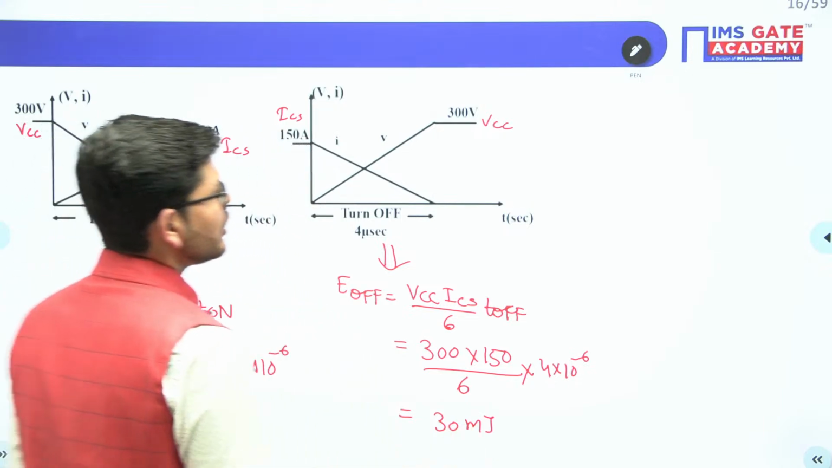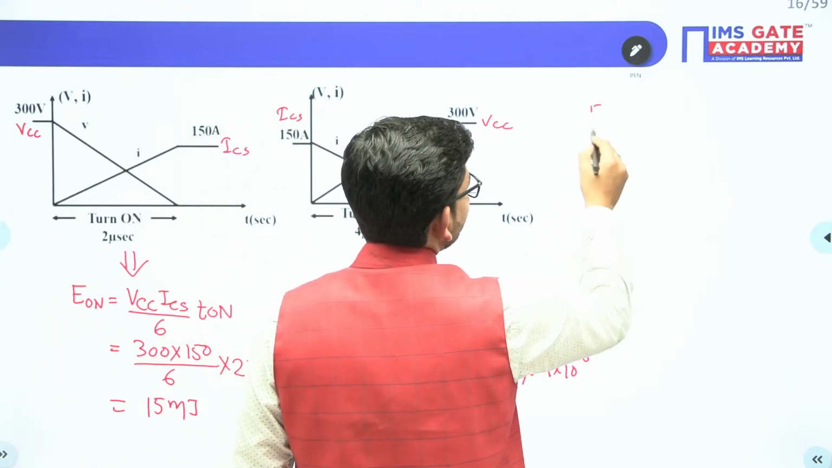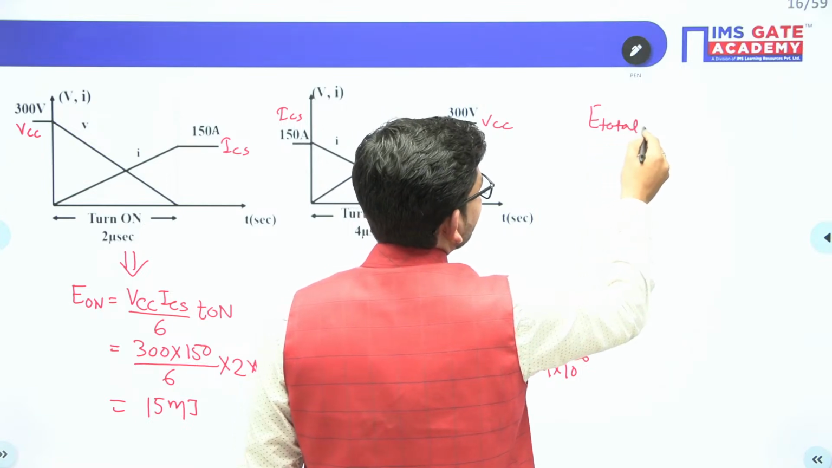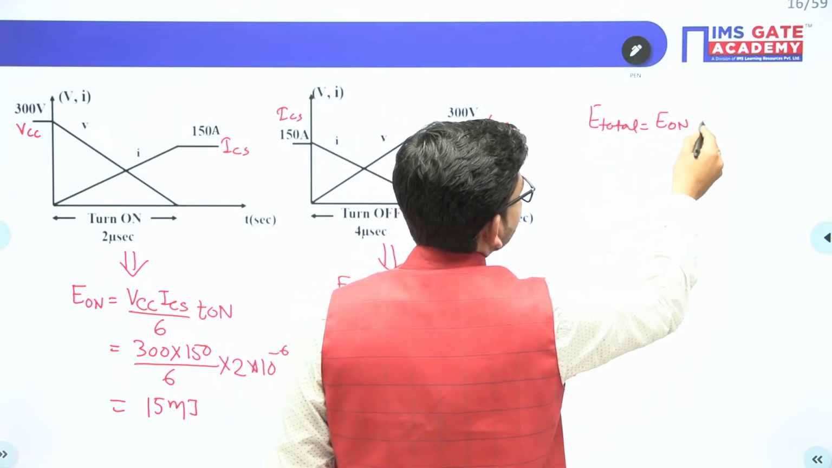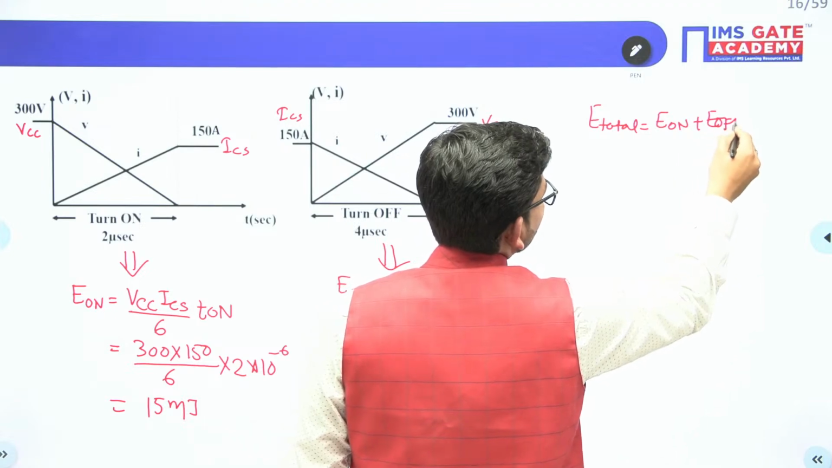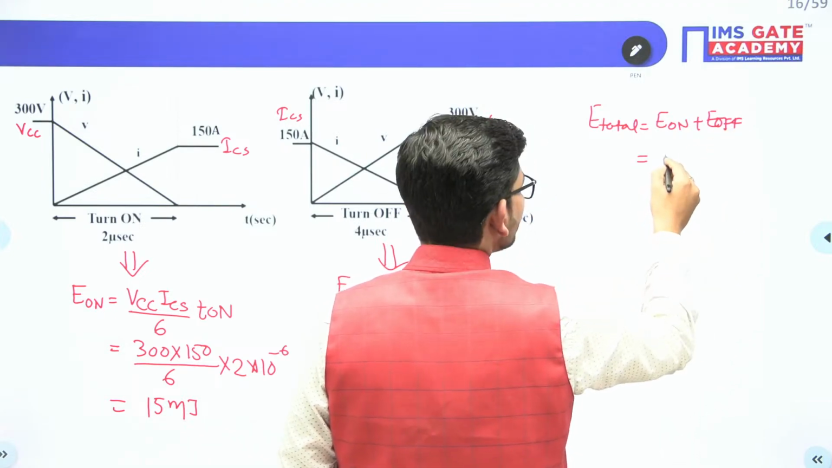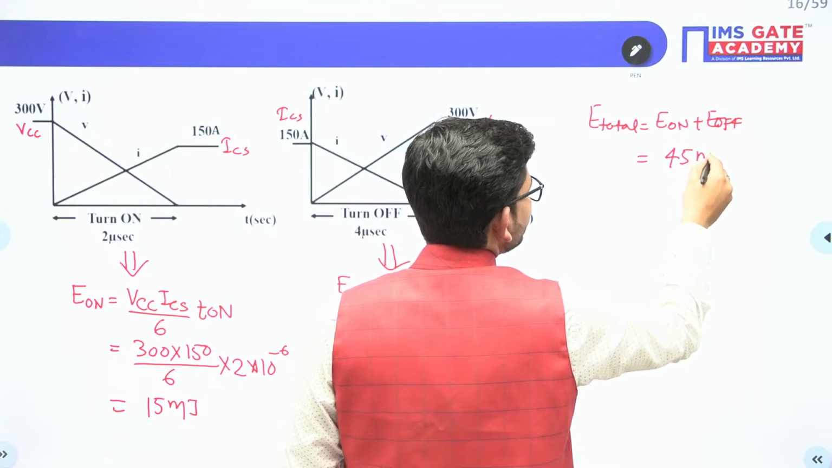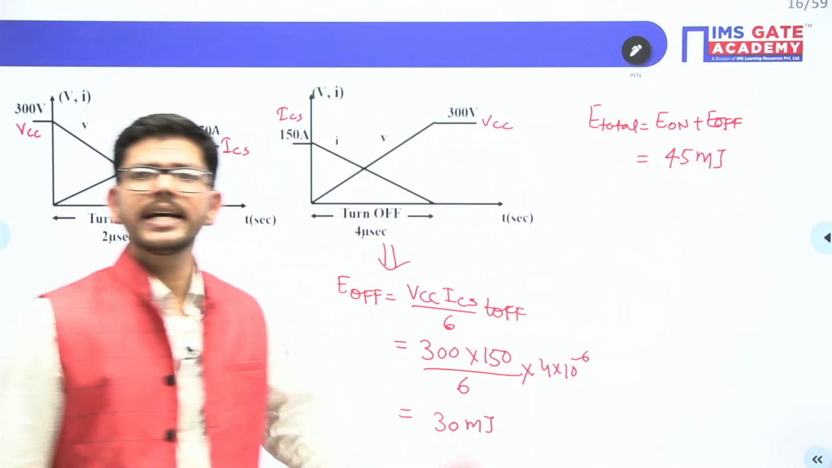Now what will be the total E? E total will be E during on plus E during off. So when you add them up, you will get the total energy loss to be 45 millijoules. So this is how you can calculate both the losses.